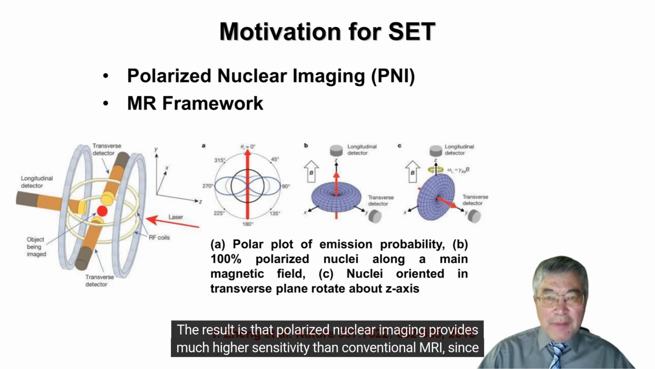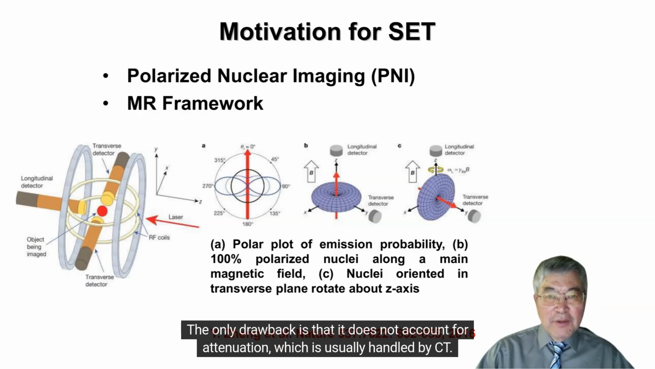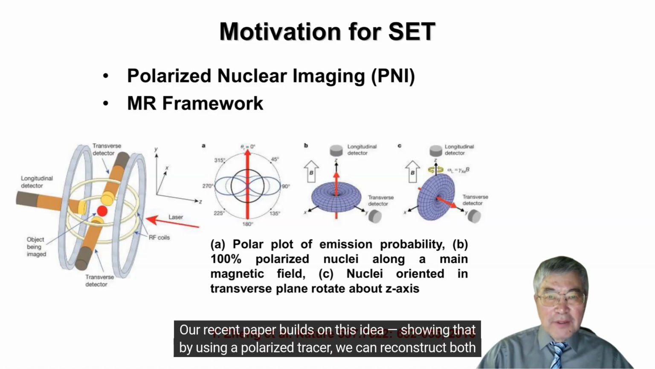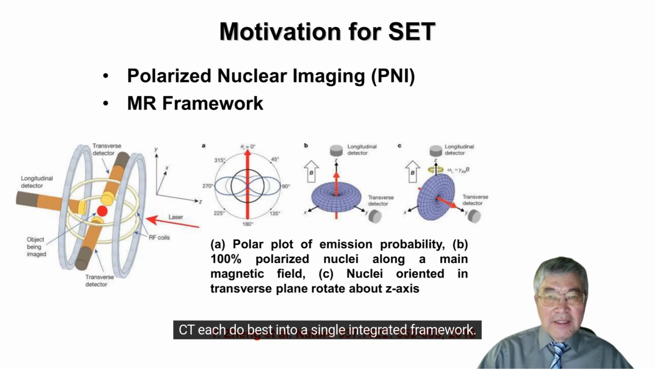The result is that polarized nuclear imaging provides much higher sensitivity than conventional MRI, since the signal is derived directly from gamma emission rather than from weak magnetic resonance. The only drawback is that it does not account for attenuation, which is usually handled by CT. Our recent paper builds on this idea, showing that by using a polarized tracer, we can reconstruct both the radioactive tracer concentration and the attenuation background simultaneously, combining what MRI and CT each do best into a single integrated framework.